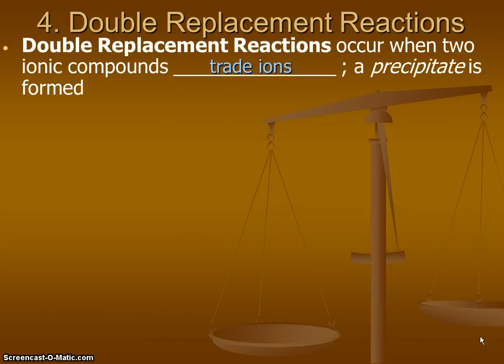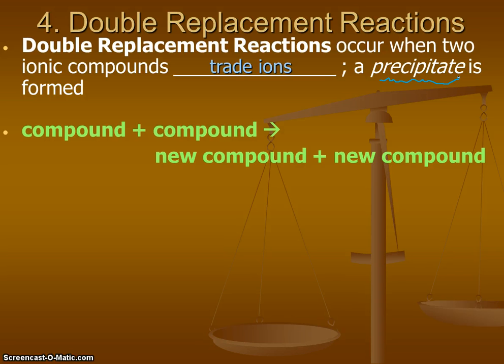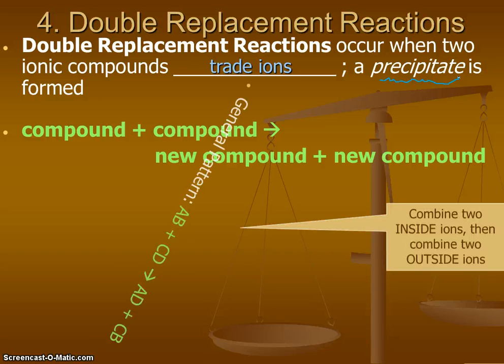Fourth type of reaction, double replacement reactions. Here I have 2 ionic compounds, and they're going to switch everything around, change their ions. This is where we get a precipitate forming. If you remember, precipitate was one of our 4 possible indicators of a chemical reaction, and this is the type of reaction where we're going to see them. So I've got 2 compounds to start with, and then I'm going to get 2 different compounds as a result.